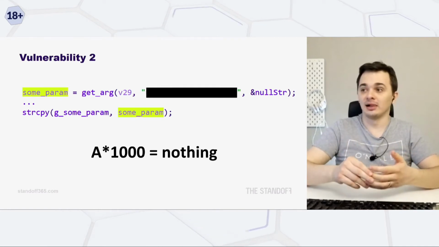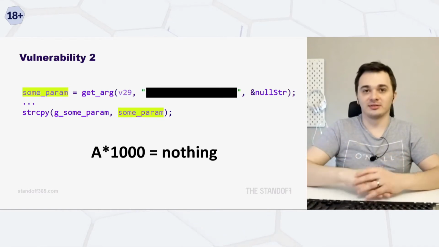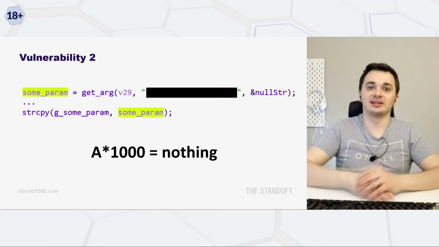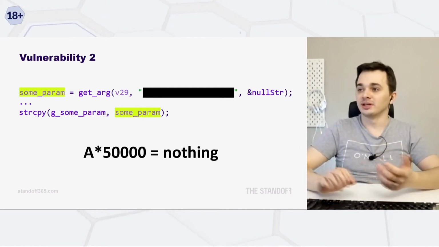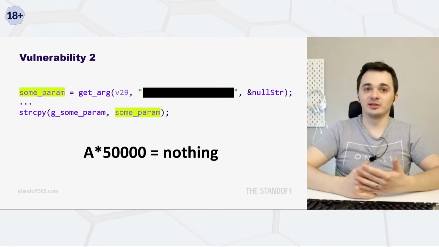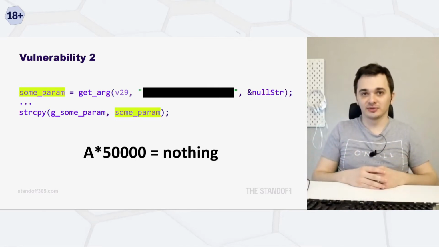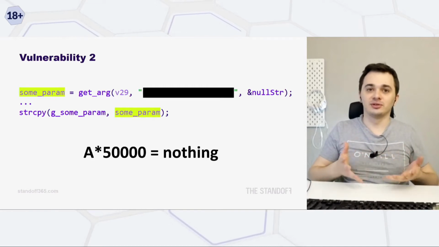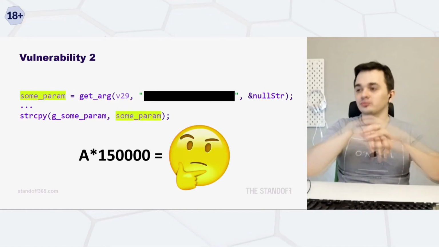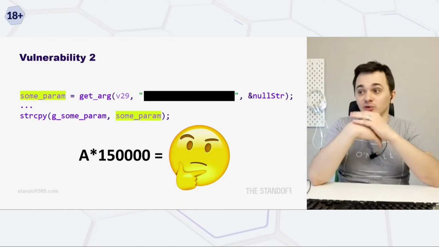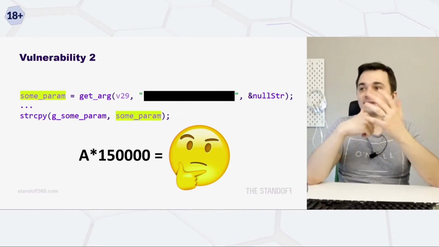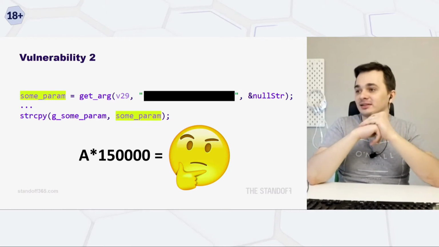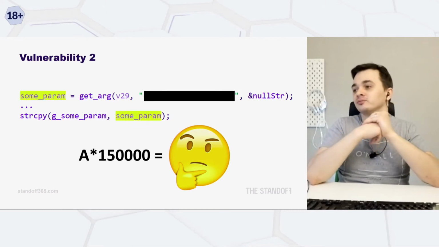Although we, or rather I, knew for a fact that there is important data sitting closer than 1,000 symbols, but I persisted. I plowed on. I sent 50,000 letters A and nothing happened. I sent 150,000, roughly 150 kilobytes.